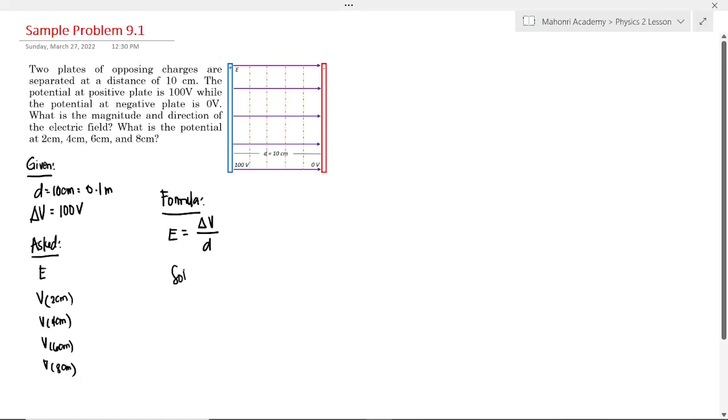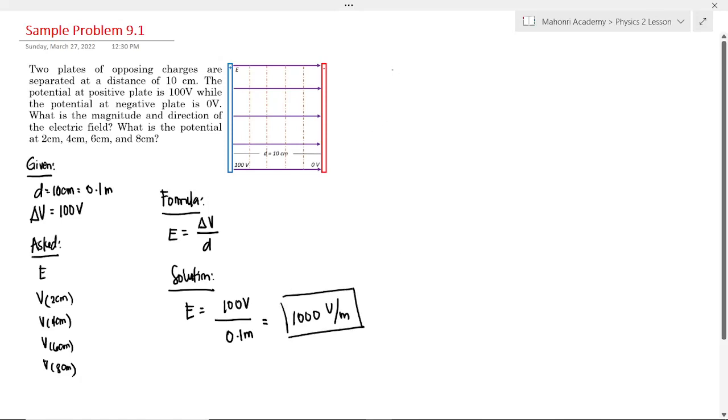So if we are going to solve this, the electric field between these two plates would be the difference in their electric potential, which is delta V, which is 100 volts, divided by the distance between the two charges, which is 10 centimeters, or 0.1 meter. So your E here is actually 1000 volts per meter.